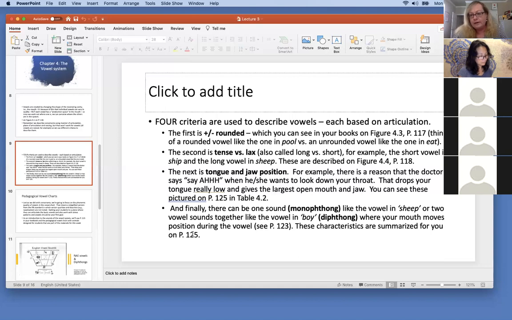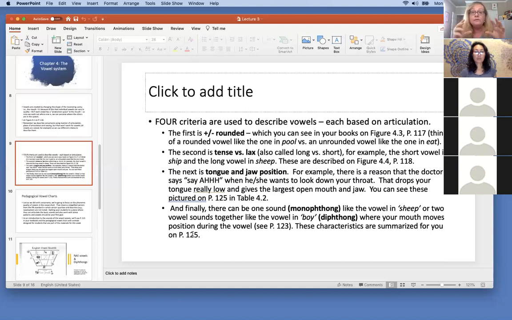Finally, the difference that matters pedagogically is one sound, so monophthongs versus diphthongs. A monophthong is something like E, and we call it a monophthong because it's just one opening, one sound, okay? In a diphthong, your mouth shape is moving during the vowel. If you turn a diphthong into a long sound, you'll see what I mean.